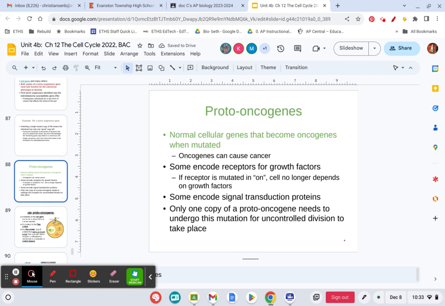Okay, proto-oncogenes. I just think that sounds like some kind of sci-fi word. Proto-oncogenes are good, and their job is to basically turn on the cell cycle. You say, hey, it's time to grow. We cut ourselves, or we're in puberty and we need to make some longer bones, for example.